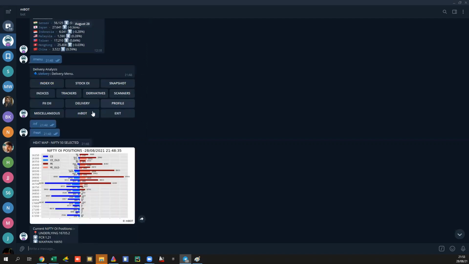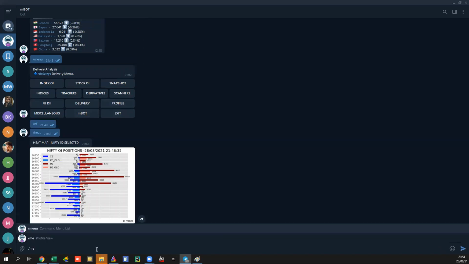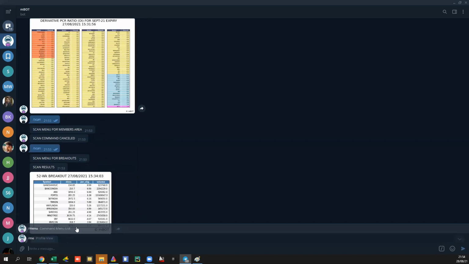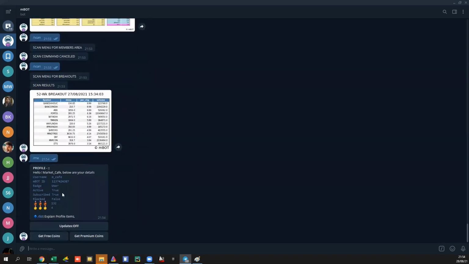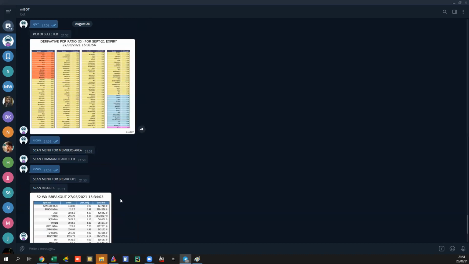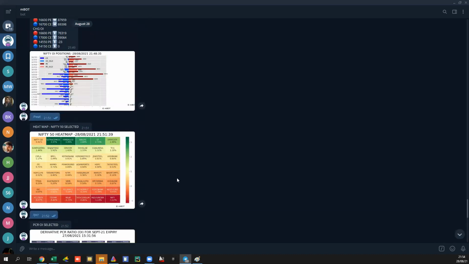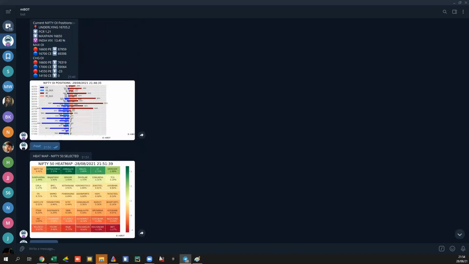Then in the profile, you can check your own data. So I'll use /me, and it gives me my data. This is it. I'm a normal user. I'm not a premium badge holder. And then I have free coins 132 and premium coins 4. Blocked is false. That means I'm not blocked. This is my name and this is my ID, right? So this is all what mBOT is. If there is any particular question, you please tell me.